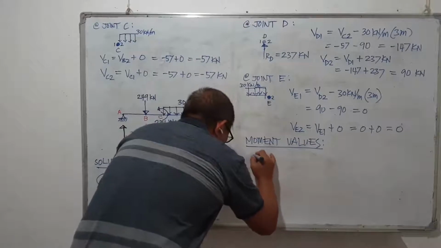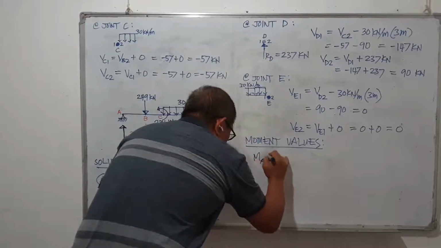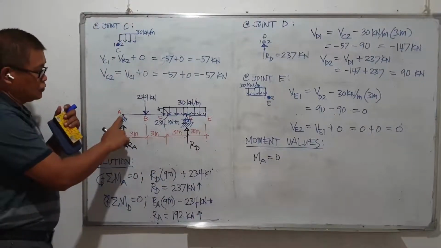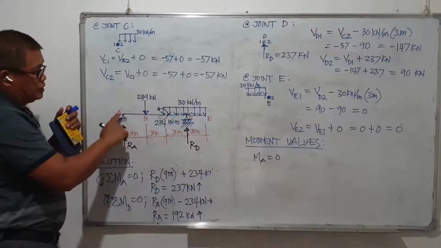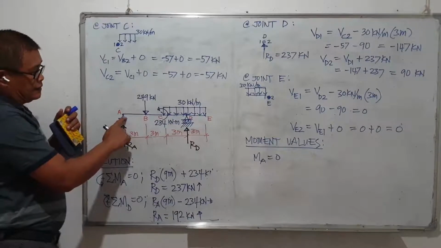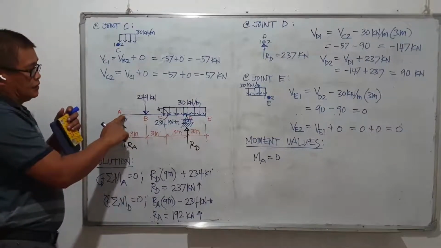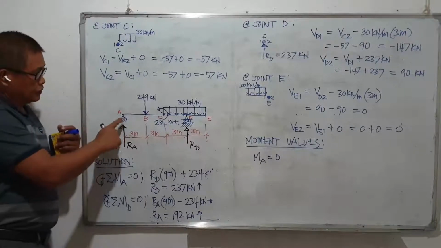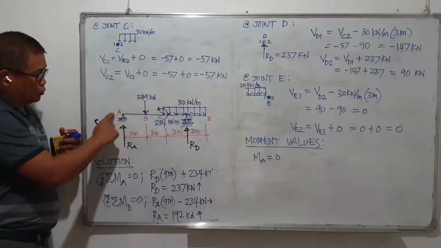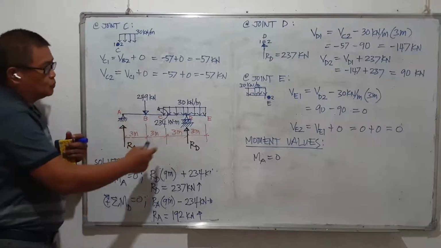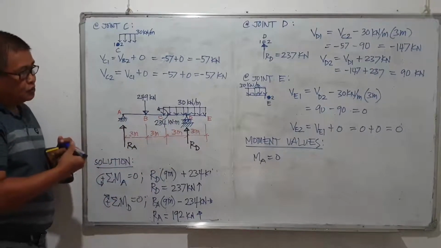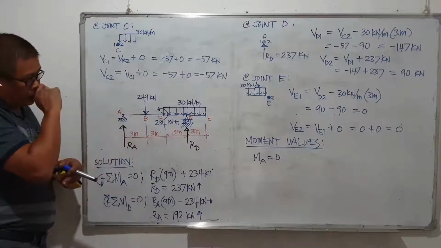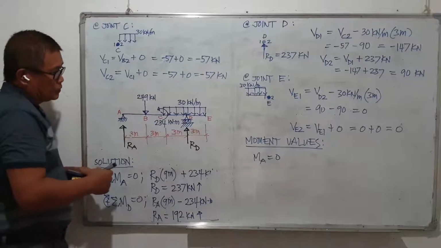The moment at point A is equal to 0, because there is no load to the left of point A, and since the support is hinged, it could not carry any moment. There is no moment developed in a hinge support or a roller support. We can only develop moment when we have a fixed support or a fixed joint. So M sub A is 0.